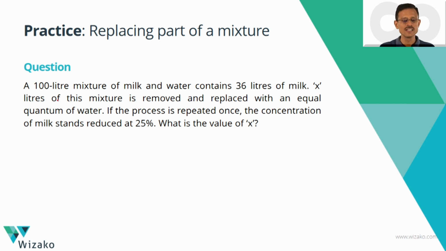a lot of time. A 100-liter mixture of milk and water contains 36 liters of milk. X liters of this mixture is removed and replaced with an equal quantum of water. We are removing the mixture and replacing it with water. If the process is repeated once, we did it once, we are repeating it once, so the process is done twice. The concentration of milk stands reduced at 25%. What we need to find out is what is X, how much was removed each time.